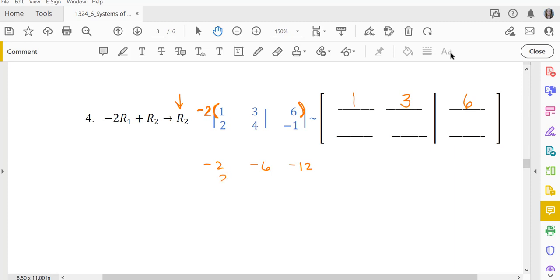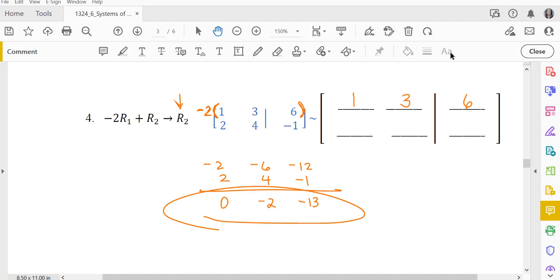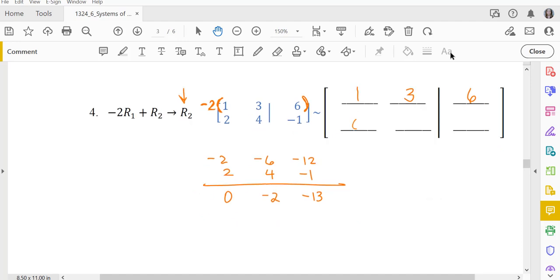I want to add that to row 2. 2, 4, -1. When I add those, what do I get? 0, -2, -13. This becomes my new row 2. So I get 0, -2, -13. If you need to go do that again, please do.